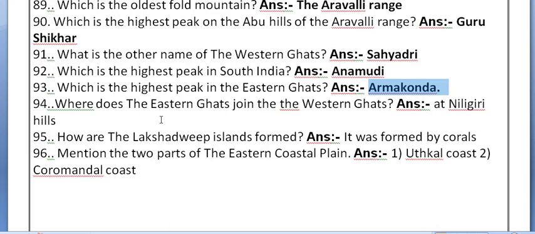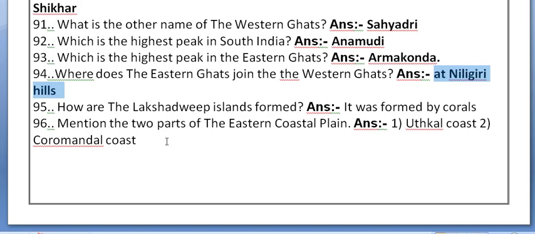Where does Eastern Ghats join the Western Ghats? The answer is at Nilgiri Hills. How are Lakshadweep Islands formed? The answer is it was formed by corals.